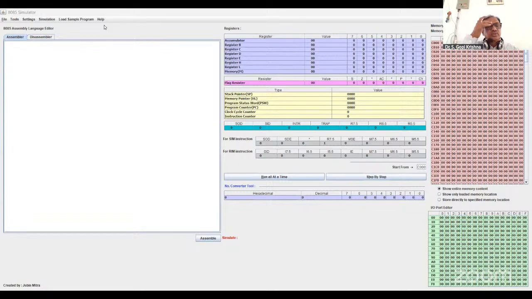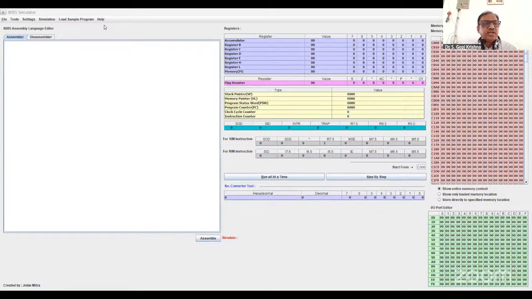Then SHLD, store H and L registers direct. The contents of register L are stored into the memory location specified by the 16-bit address in the operand, and the contents of the H register are stored in the next memory location by incrementing the operand. The contents of registers H and L are not altered. This is a 3-byte instruction. The second byte specifies the low-order address, and the third byte specifies the higher-order address. So the H and L contents will be stored in the memory locations.